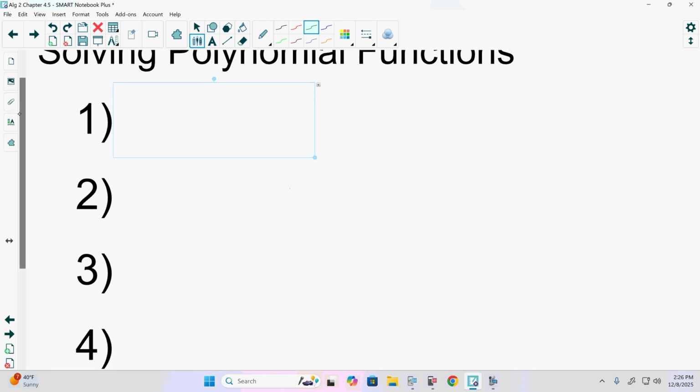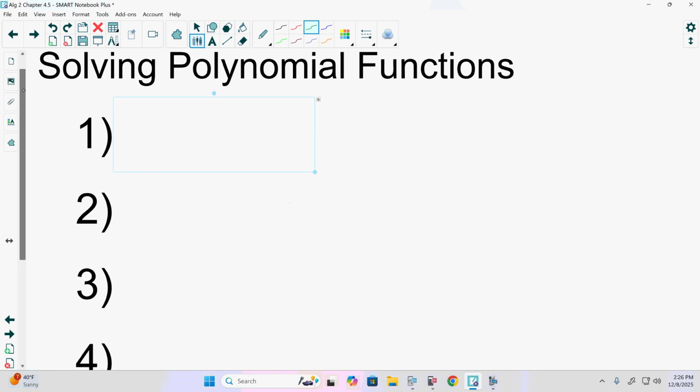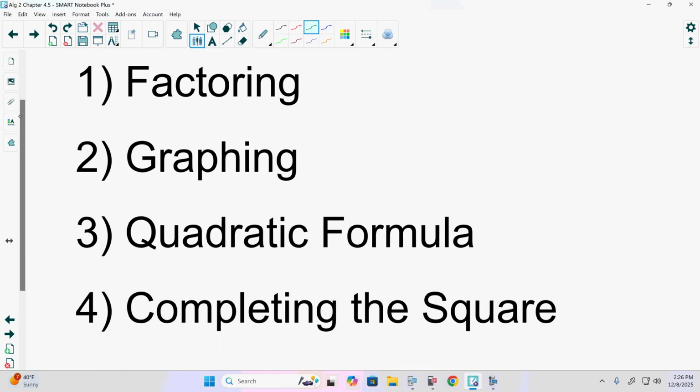What we're starting with in 4.5 and 4.6 is solving polynomial equations, solving these higher degree polynomial functions. And so far, we have 4 main ways to solve it. We have factoring, graphing, completing the square, and the quadratic formula. Now, the quadratic formula and factoring really are, for us at this point, going to be focused more around quadratics than anything else.